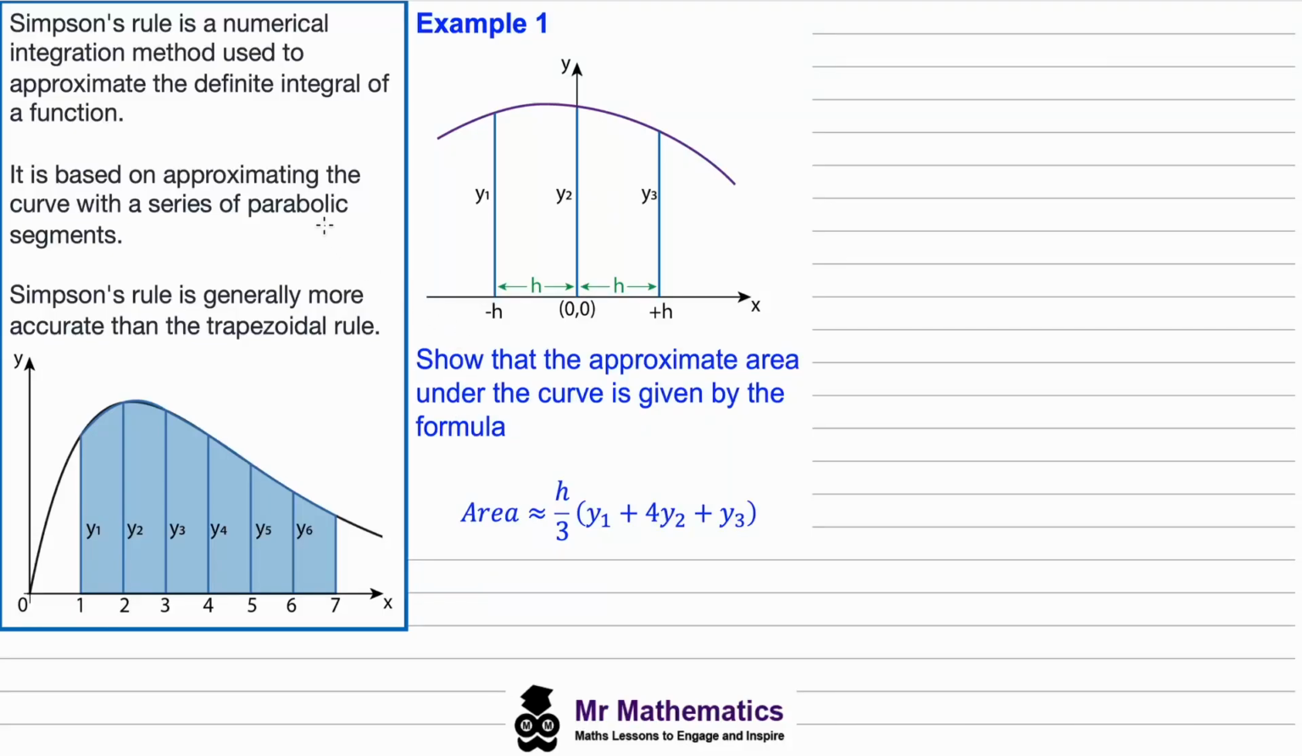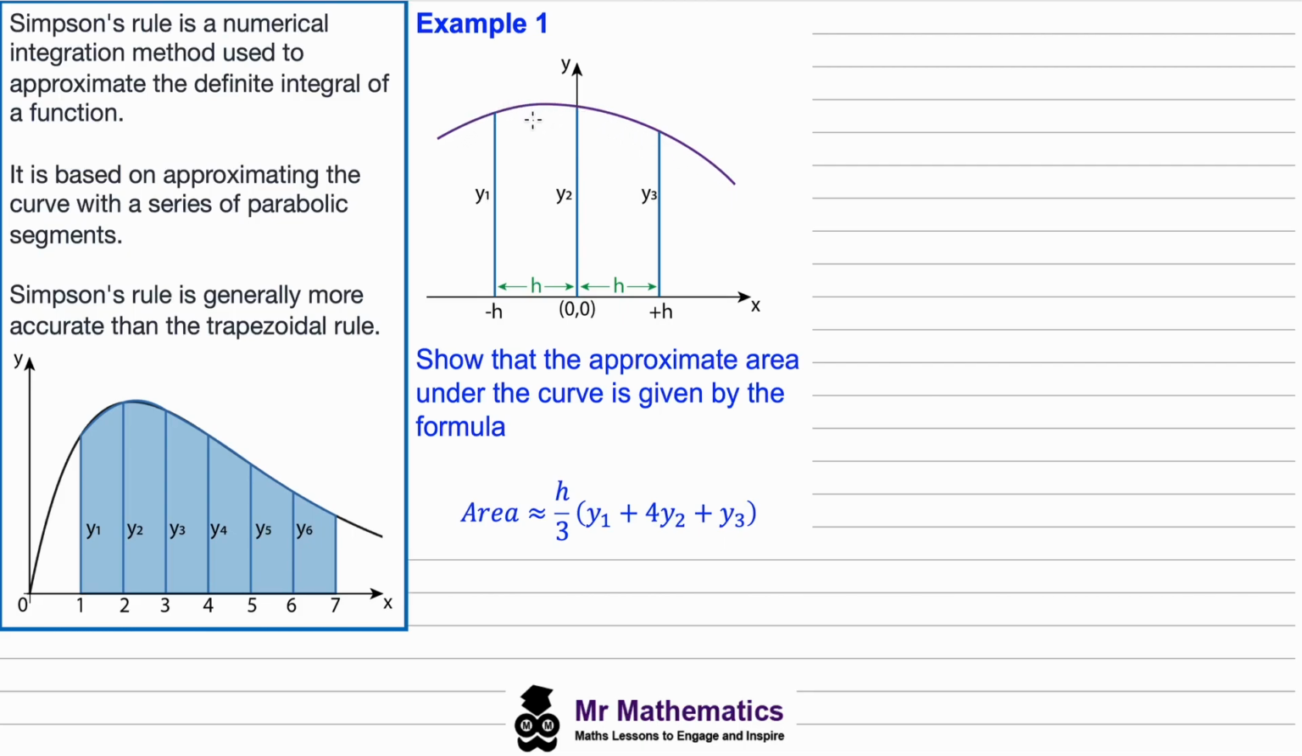Hello everybody. So in this video we're going to look at Simpson's rule, and this is a numerical integration method used to approximate the definite integral of a function. It is based on approximating the curve with a series of parabolic segments, and Simpson's rule is generally more accurate than the trapezoidal rule.